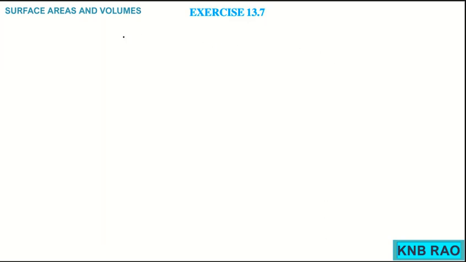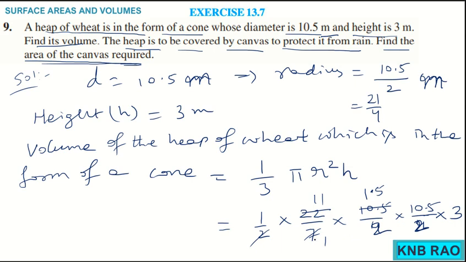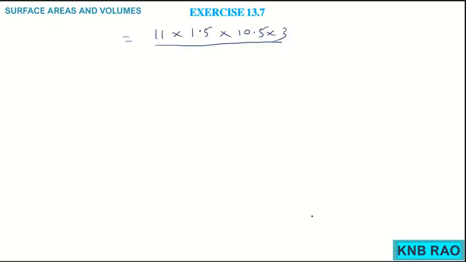Here we will get 11 multiplied by 1.5 multiplied by 10.5 into 3 by, we have 2 2s are 4. So, 11 into 1.5 into 10.5 into 3 by 4. This product we have to find out, which is 173.25 meter cube. This is the volume of the heap of wheat. Now, moving on to the next question.